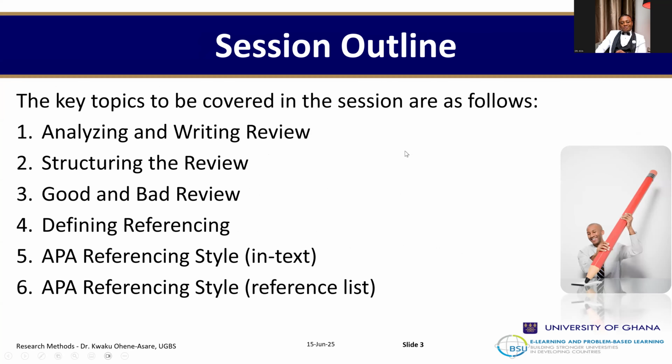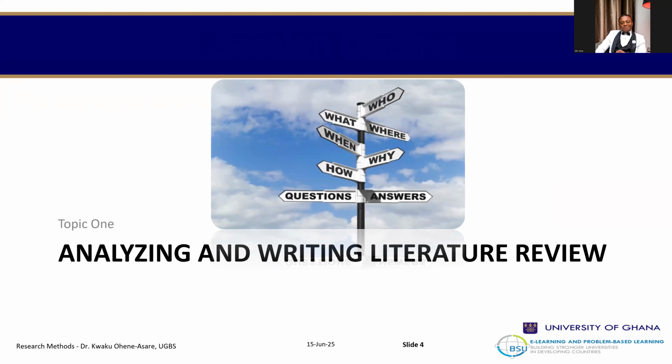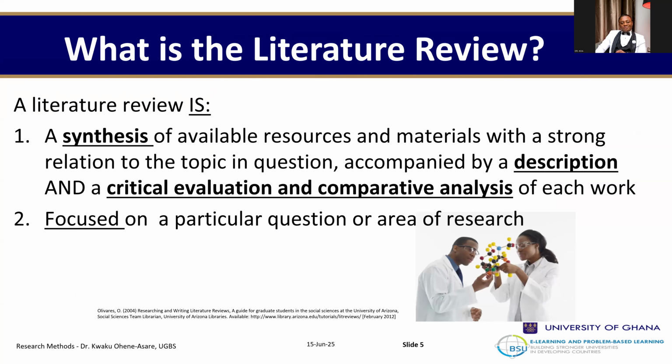We'll look at the following 6 things: analyzing and writing the review, structuring the review, good and bad review, defining referencing, APA referencing, the in-text one, and then the bibliography one. Let's start. First one, analyzing and writing your literature.